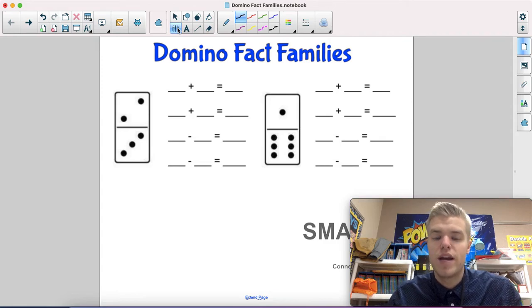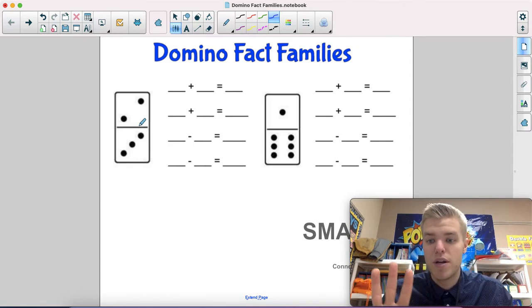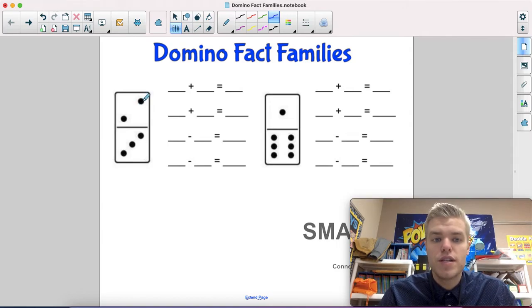Domino fact families. So it's going to be kind of like when we did our ice cream scoop fact families, but this time we're going to use dominoes instead. So now if you notice already, there isn't a third number for you to use. So what you have to do is add the two dominoes together to get your third number to use in your fact families. Okay? So what I'm going to do first is add 2 plus 3.